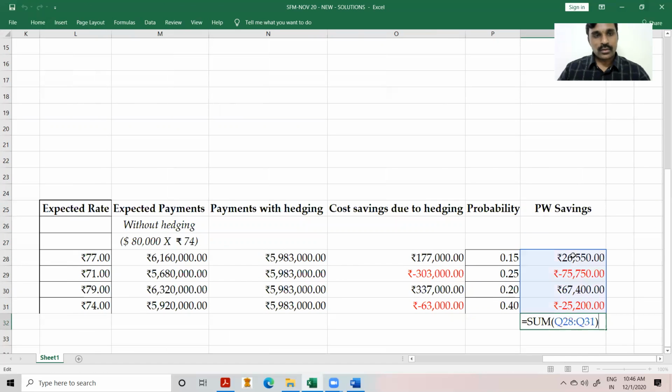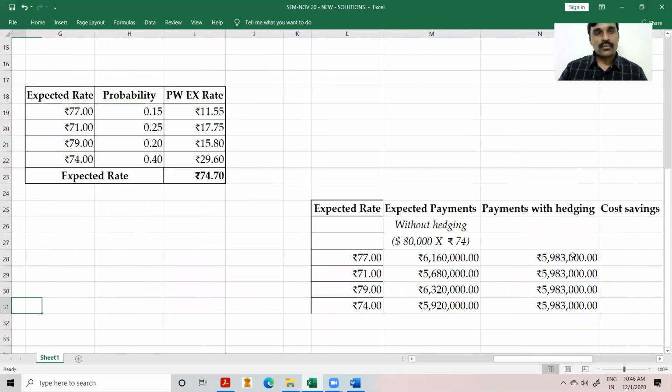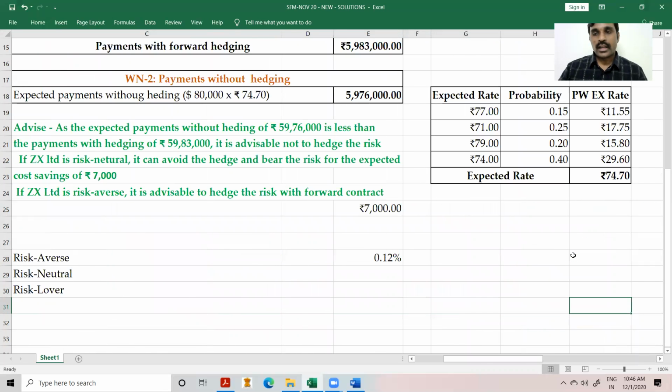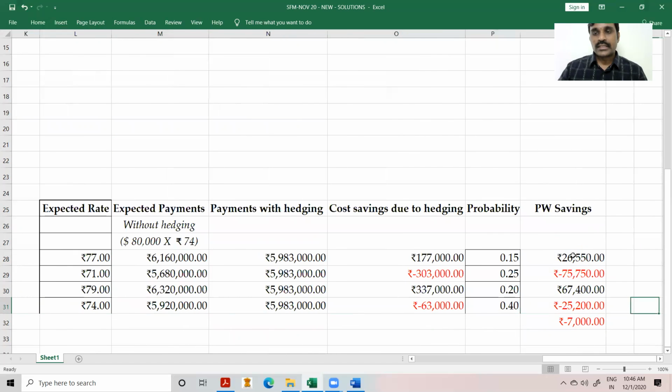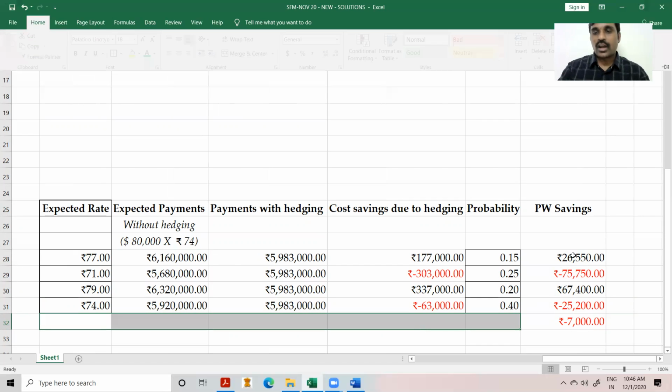Why did I get negative? Cost savings, we got the negative without hedging. Okay, payments with hedging. The net benefit with the hedging is 7,000. Therefore, as the net expected benefit is negative, it is not advisable to hedge.